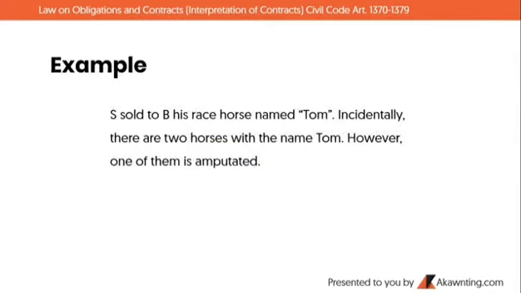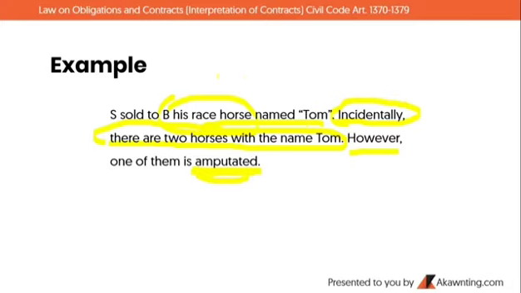At ito, example natin, okay? So, S sold to B his racehorse named Tom. Okay, pero incidentally, nagkaroon ng kalituhan kasi doon, marami siyang racehorse and incidentally, napangalanan yung dalawang horses na Tom, okay? Pero, yung isang horse amputated or kulang ng paa. Okay? Syempre, kaya nga bumibili ng racehorse si B is pang race niya yan, malamang-lamang. Okay? So, hindi niya pwedeng pang race yung amputated na horse. Although may pangalan siyang Tom, okay?